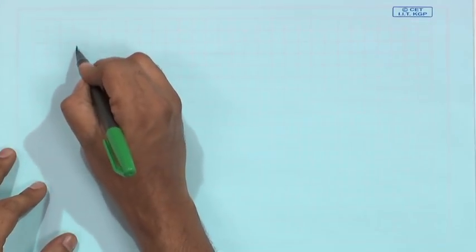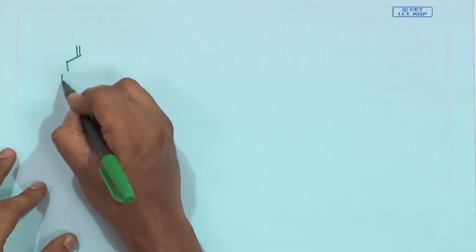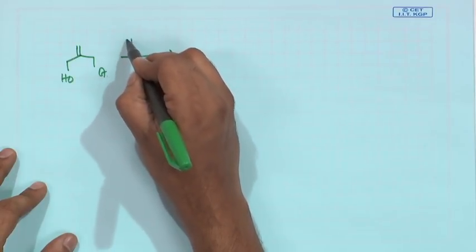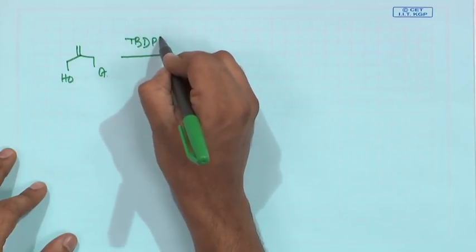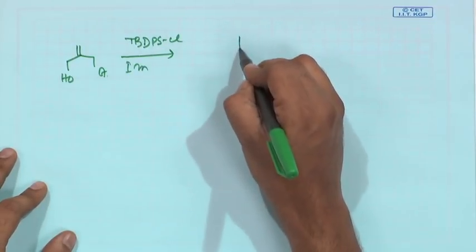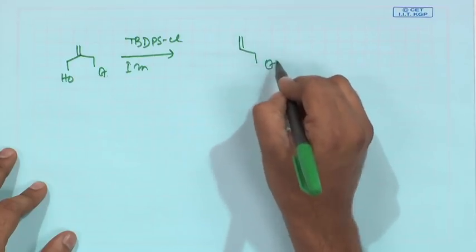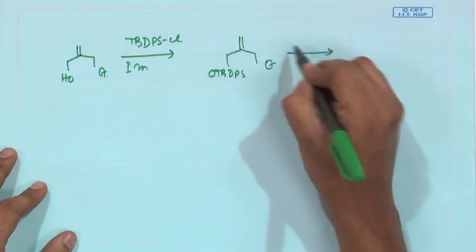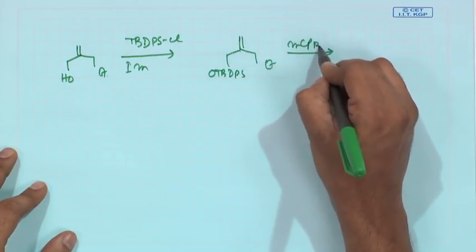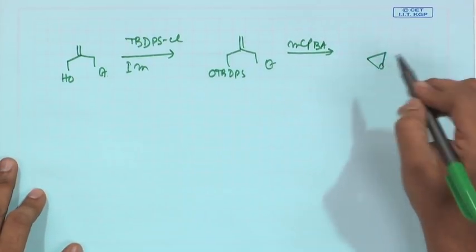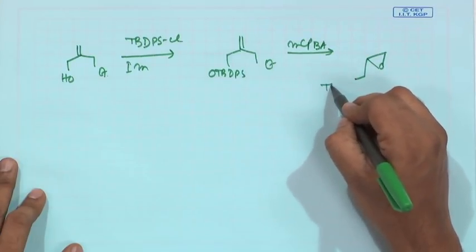Now, coming to the forward synthesis. You start with the compound which was given to you. First protect it with TBDPS chloride. TBDPS, we already explained, is a protecting group, with imidazole; only one equivalent is required because there is only one hydroxy group. So, it will be OTBDPS. You use mCPBA as an epoxidizing agent. So, basically now you will get this epoxide. We will try to write it in this way.